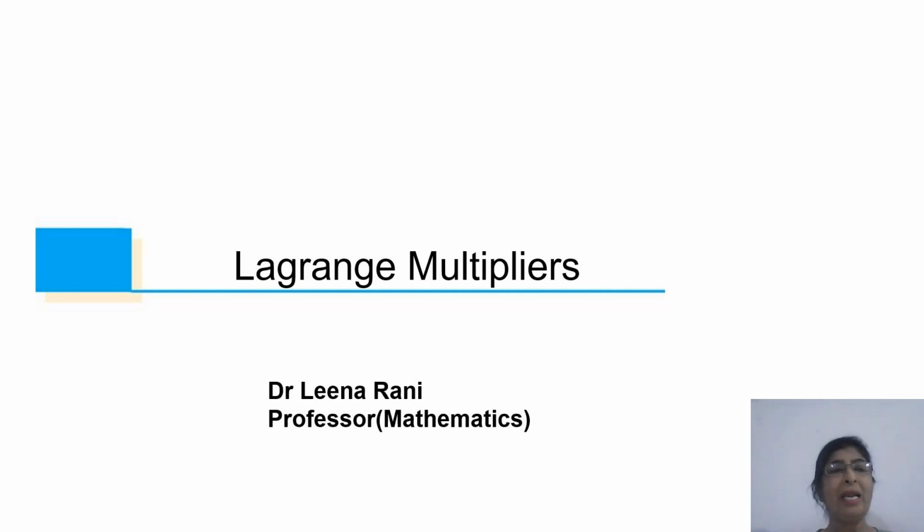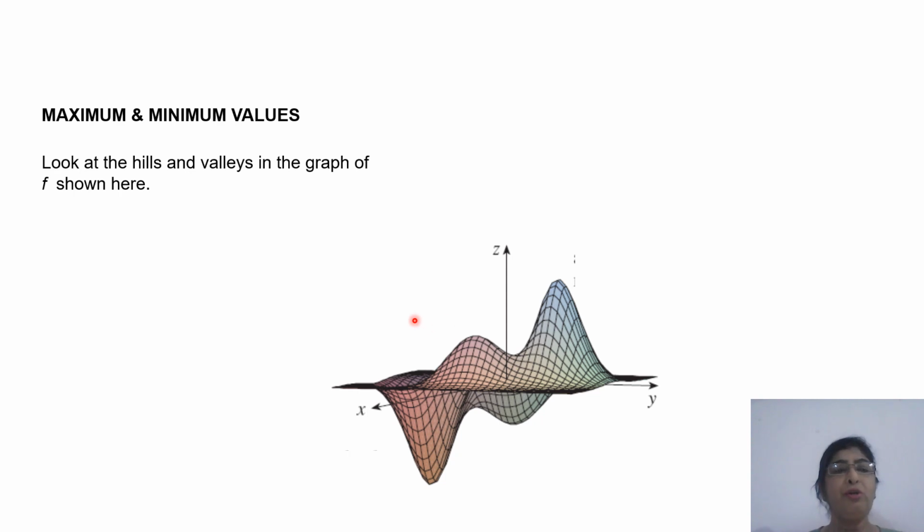The topic is Lagrange multipliers. You have already read in your previous lecture about maxima and minima of a function of two variables. I will just recapitulate that. So what are maximum and minimum values?